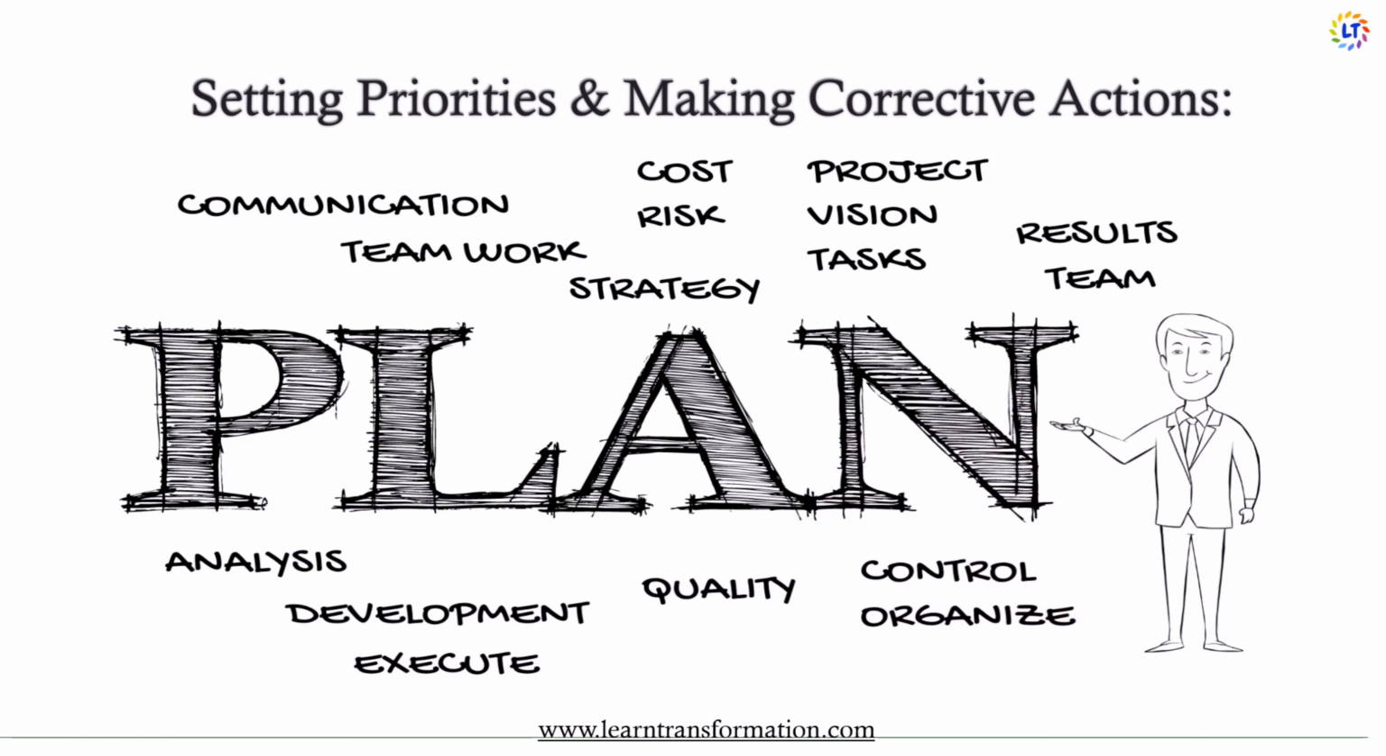After setting priorities, you have to make FMEA corrective actions. When the priorities are clear, one of the team's final steps is to develop the right corrective actions for decreasing the occurrence of failure modes or at least for improving their detection.